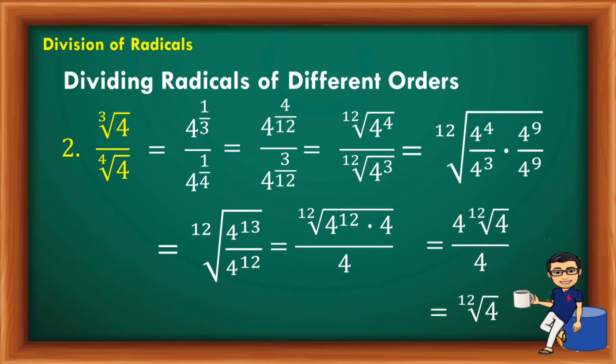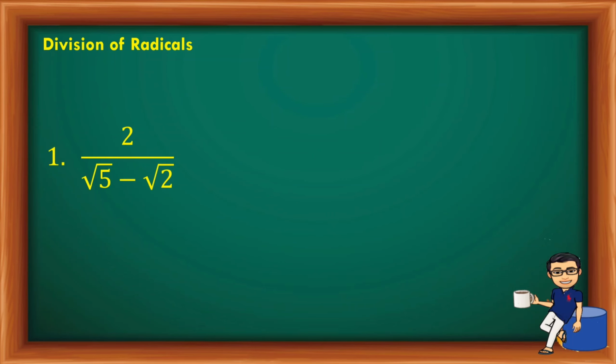Again, pwede itong ma-cancel out kasi parehas naman na 4. So, ang final answer natin is 12 root of 4. So, dalawa na yung nasagutan natin o dalawang process na ang ating naaral, isang same order at isang different order. At ngayon naman ay alamin natin ang pangatlo.